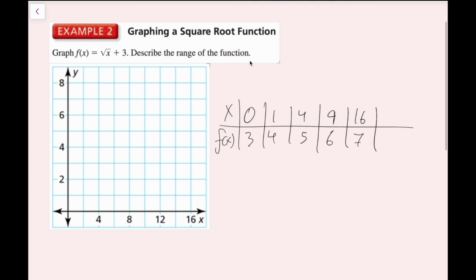I have 0, 3, and then 1, 4, and then I have 4, 5, and then 9, 6, so 9 would be right here. And then I have 16, 7. So I'm going to sketch a curve through this.